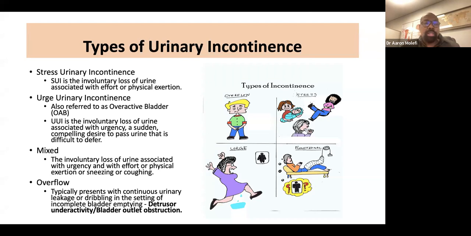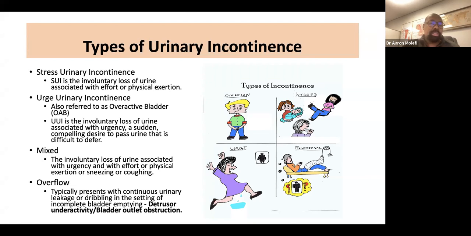This one is an involuntary loss of urine associated with urgency, a sudden compelling desire to pass urine that is difficult to defer. That one you cannot decide otherwise. Once you have urge, you need to go to the bathroom. Some patients don't even reach the bathroom, right?